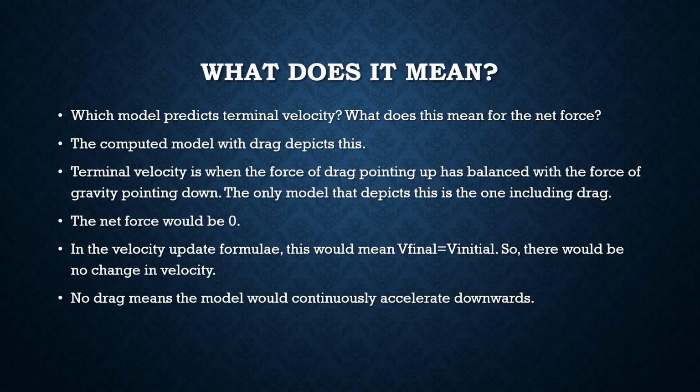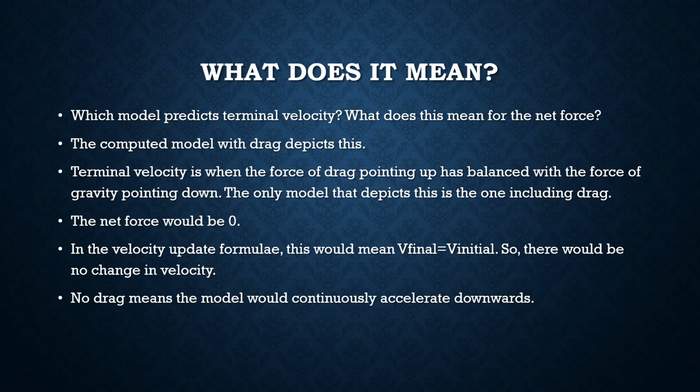All right, so what does it mean? Which model predicts terminal velocity, and what does this mean for net force? The computational model with drag force depicts this. Terminal velocity is basically when the force of drag pointing up has balanced with the force of gravity pointing down. The only model that would depict this is the one that includes drag and gravity, so that would be the second model.